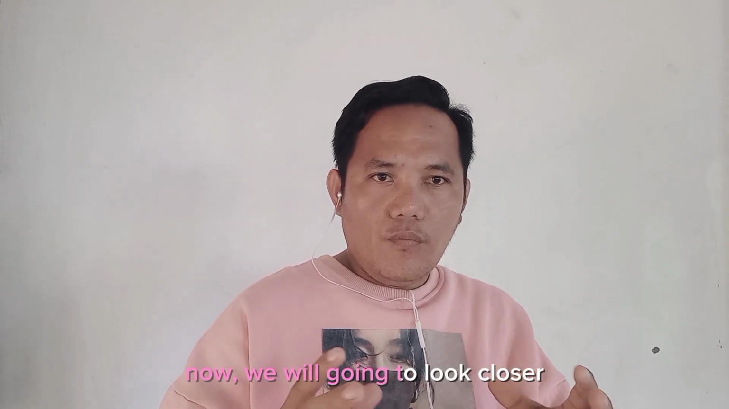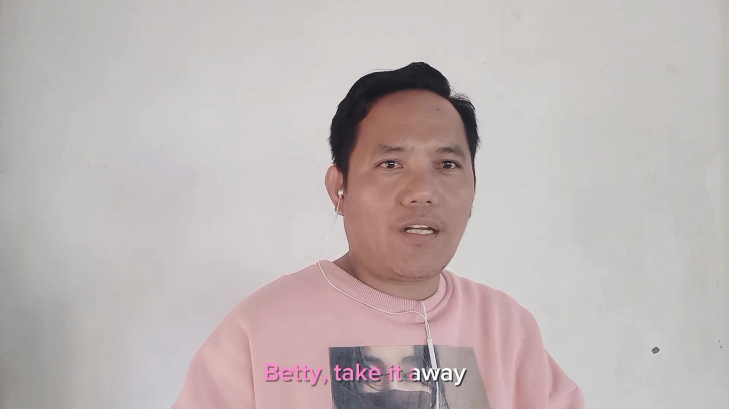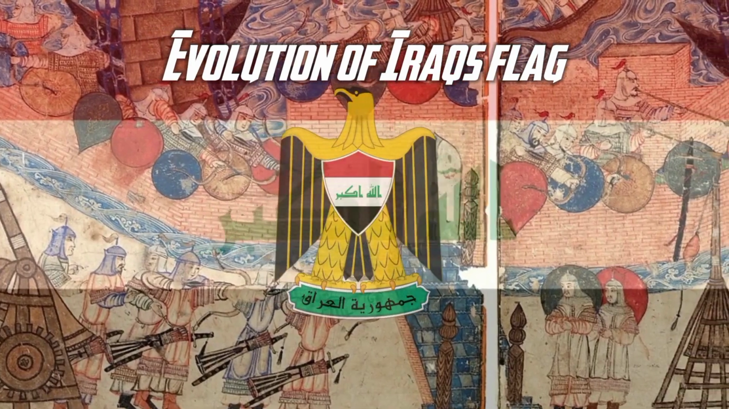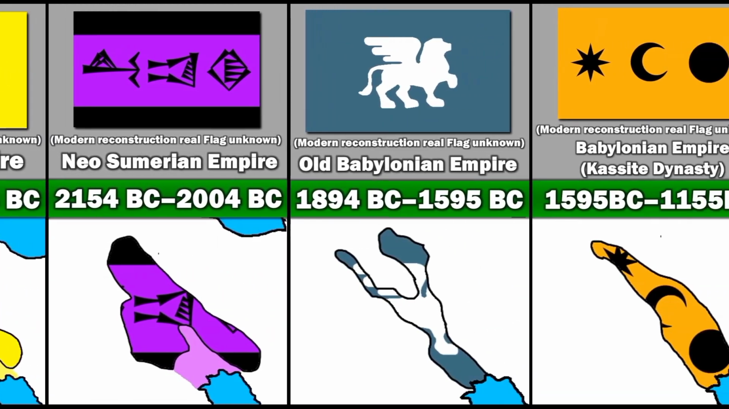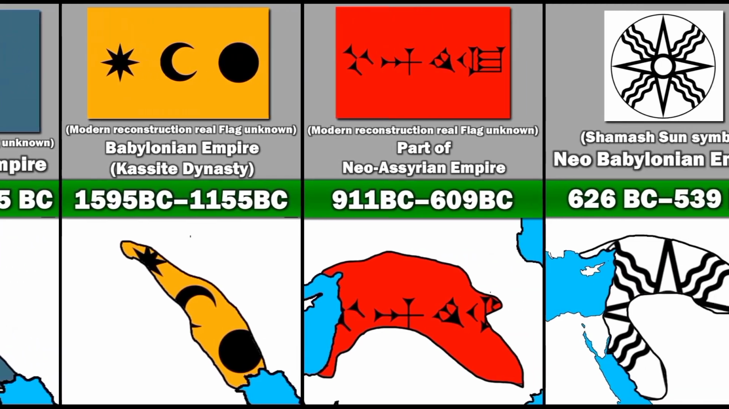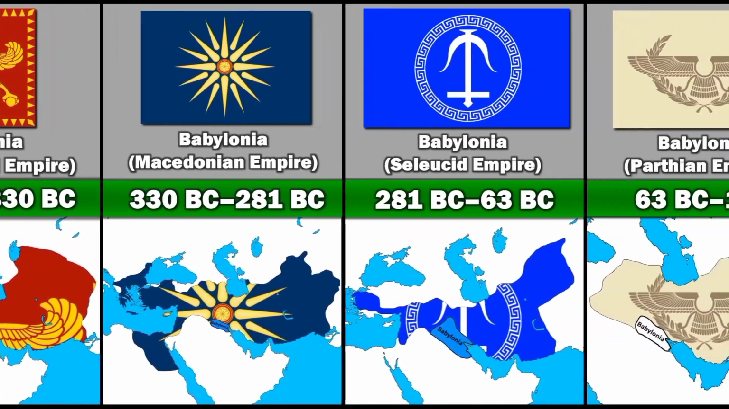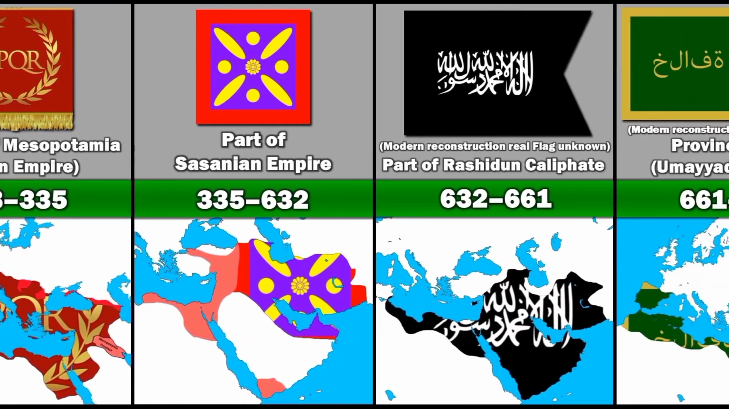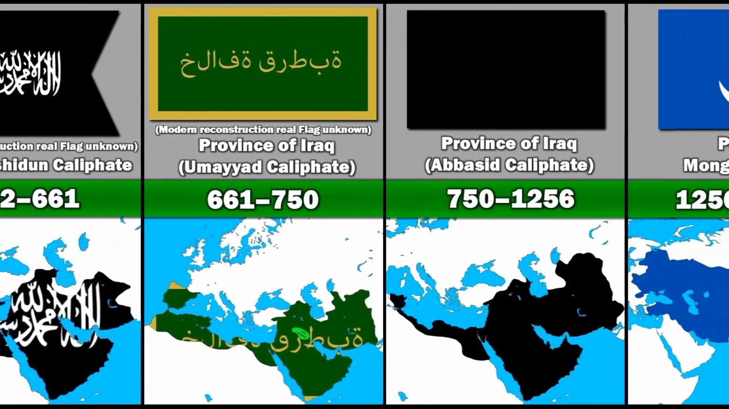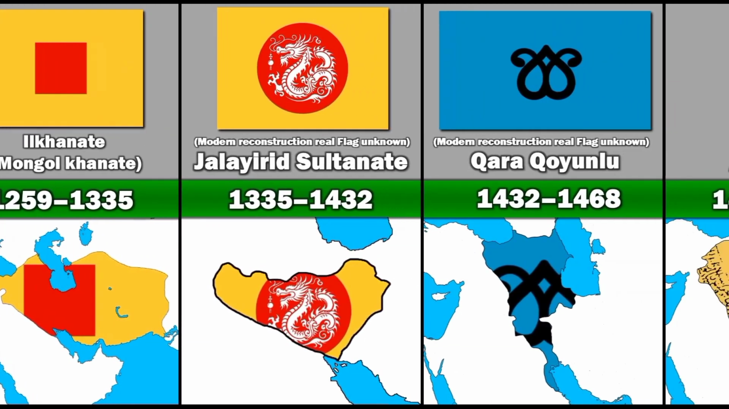Now, we're going to look closer at the evolution of Iraq's flag. Betty, take it away. Thank you, Sir Marjun. Here's a quick recap of the evolution of Iraq's flag from most probably 5500 BC of ancient Sumer up to the present time. Today, we're diving into a brief but fascinating topic, the history of Iraq's flag and why it has changed so many times over the years. Iraq's flags have evolved through its rich and turbulent history. Let's break it down.